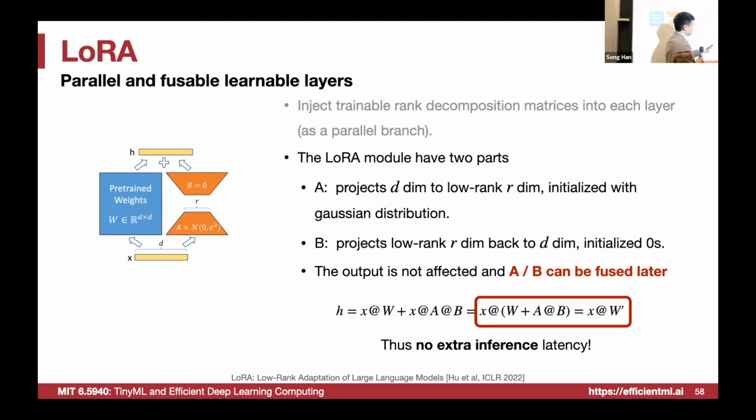Since we can fuse them, where A times B has the same dimension as W, at runtime, after fine-tuning, we fuse them together by element-wise add, so that we have zero inference overhead.